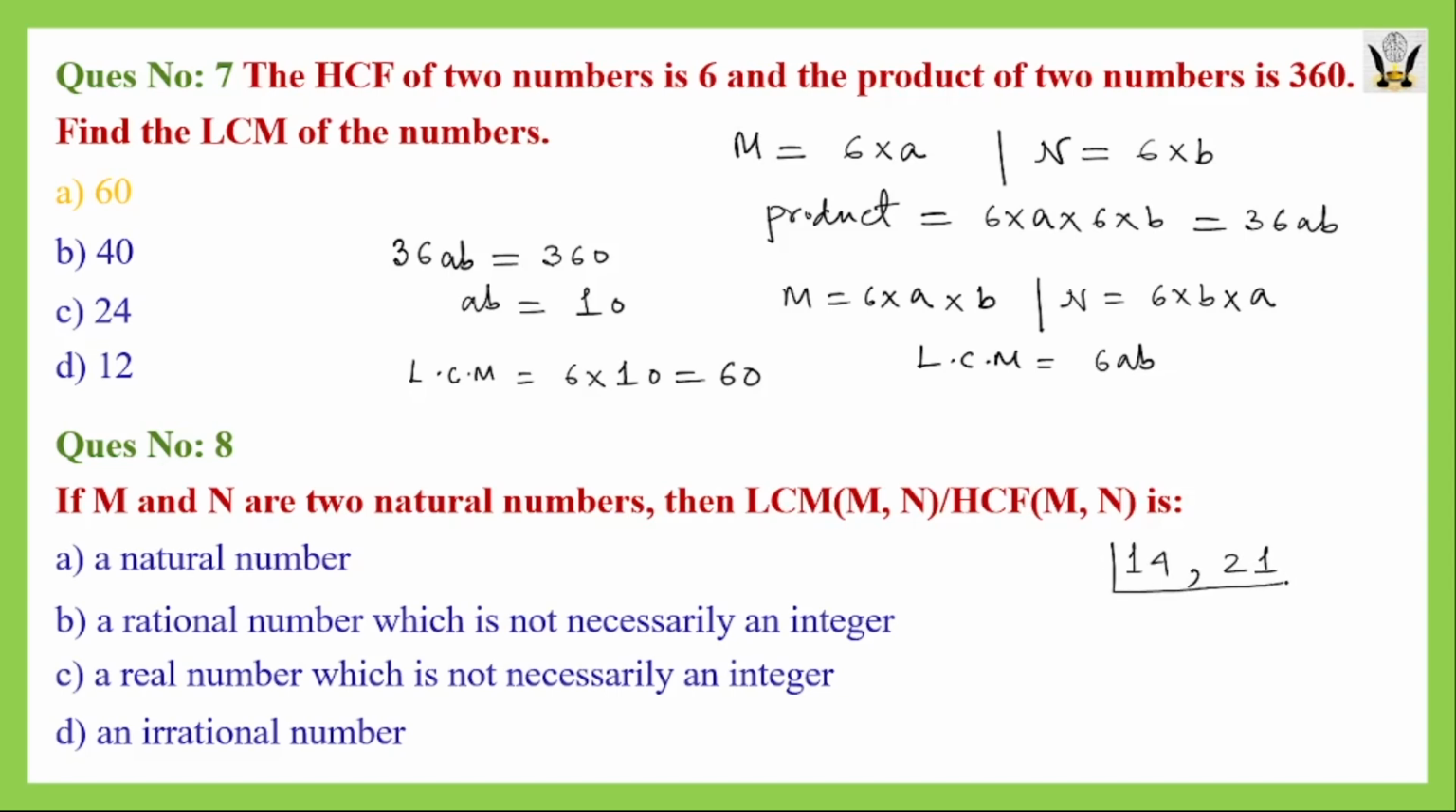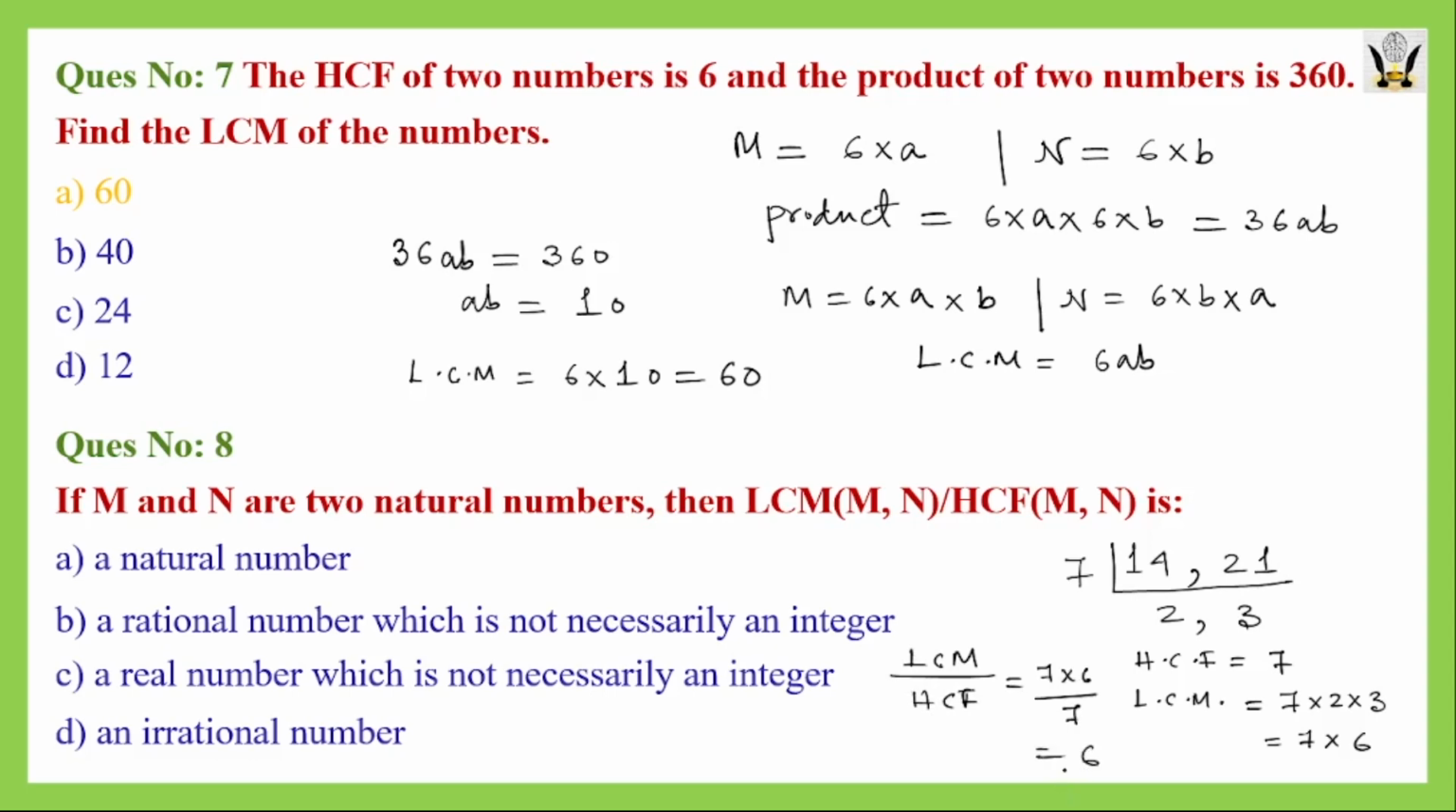Now if we find the HCF between these two, we know the factors for 14 are 2 and 7, and definitely 1 and 14, and for 21 they are 3 and 7. So the common factor is 7, and if we multiply by 7, then the remaining factors will be 2 here and 3 here. So what will be the HCF between these two numbers? It will be 7. LCM will be 7 multiplied by 2 multiplied by 3, so 7 multiplied by 6. Now if we take the ratio of LCM and HCF, it will be 7 multiplied by 6 divided by 7, so it will be 6.